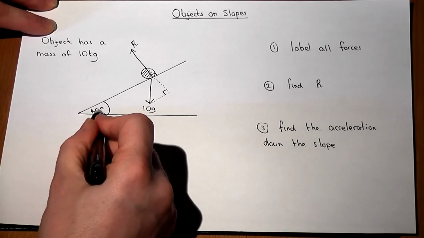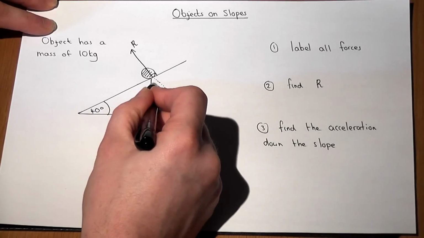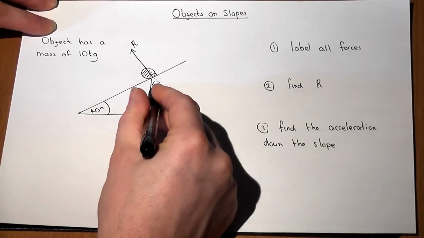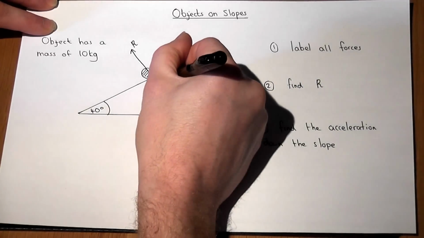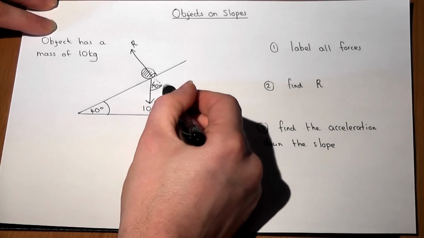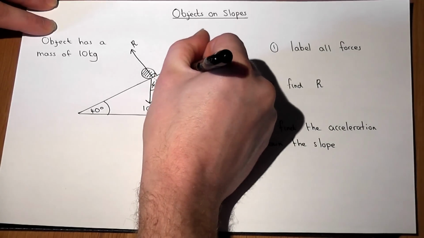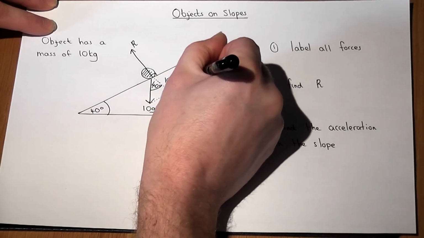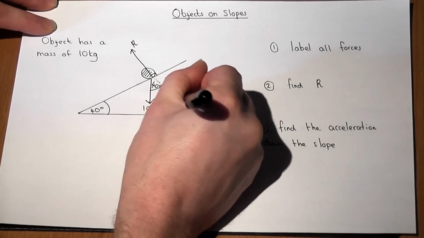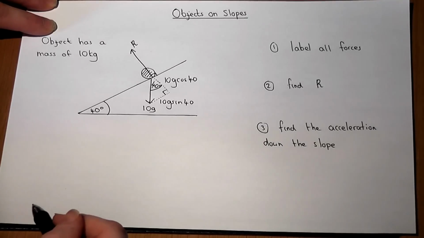Now this angle here is 40, so this angle here is 50, so therefore this angle here is also 40. And you always get that, the angle there being the same as that one there. So that's our angle. So we can resolve this 10g into components, one adjacent the angle and one opposite the angle. So this will be 10g cos 40, and this will be 10g sin 40. Adjacent is cos, opposite is sin.